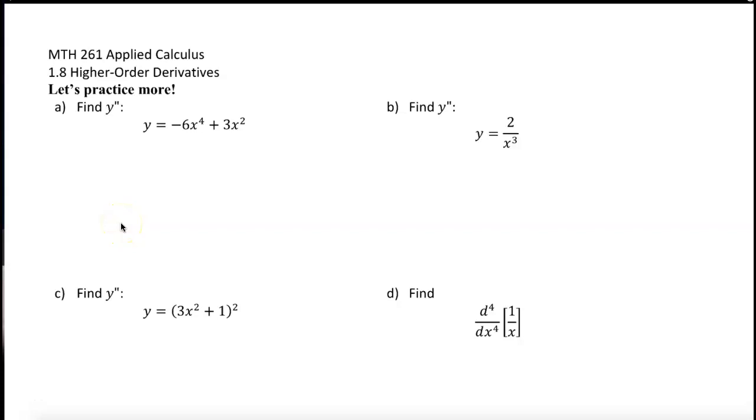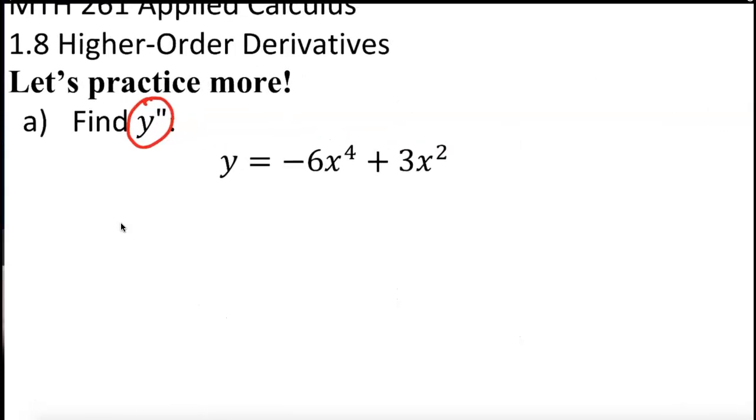Let's look at 4 more practice problems. The first one is finding the second derivative, y double prime. So start with the first derivative. We have y prime equals the first term, negative 6x to the fourth power will give us negative 24x to the third power.